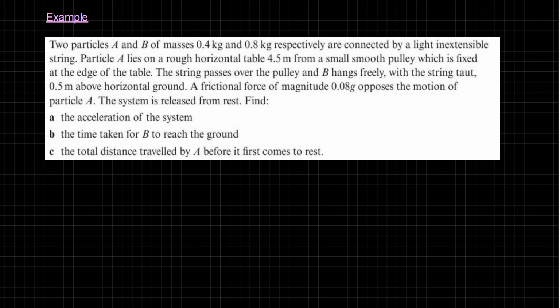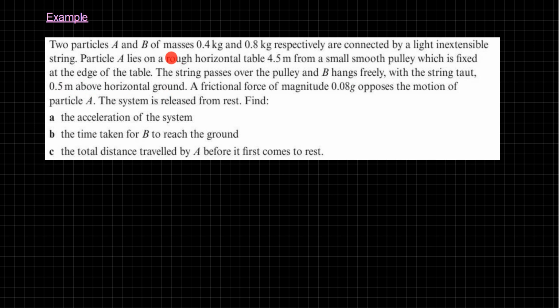Okay, so now our second example. 2 particles, masses 0.4, 0.8. A string connects them. Particle A is on a rough horizontal table, and it's 4.5 meters from a small smooth pulley, which is fixed to the edge of the table. The string passes over the pulley, and then the other particle B is hanging at the end of that string, and it's 0.5 meters above horizontal ground. The table is rough.